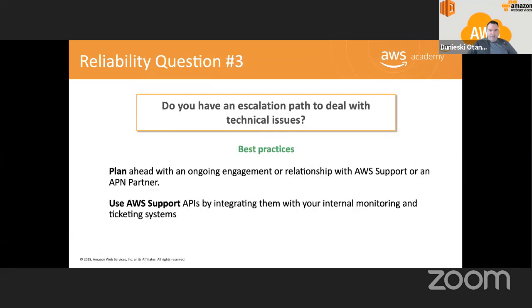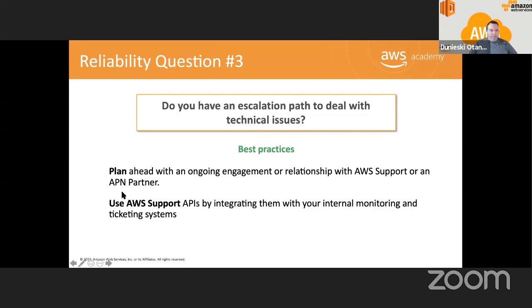Do you have an escalation path to deal with technical issues? Plan ahead with an ongoing engagement or relationship with AWS Support or an APN partner. Use AWS Support APIs by integrating them with your internal monitoring and ticketing system. That's something that has to be in parallel with your architecture. You have to have plans, strategies, and engagement with AWS Support. You have to have that, okay?